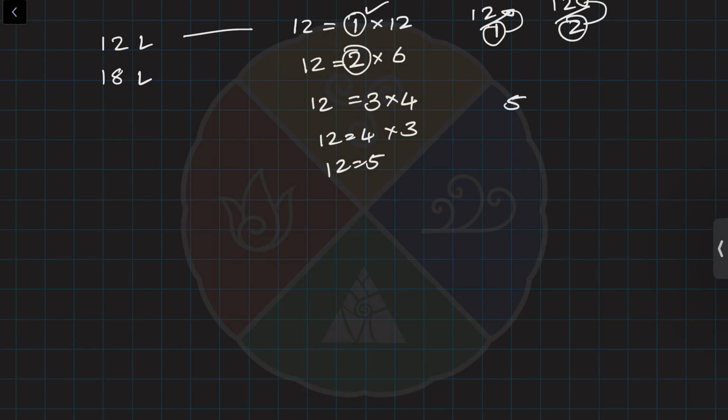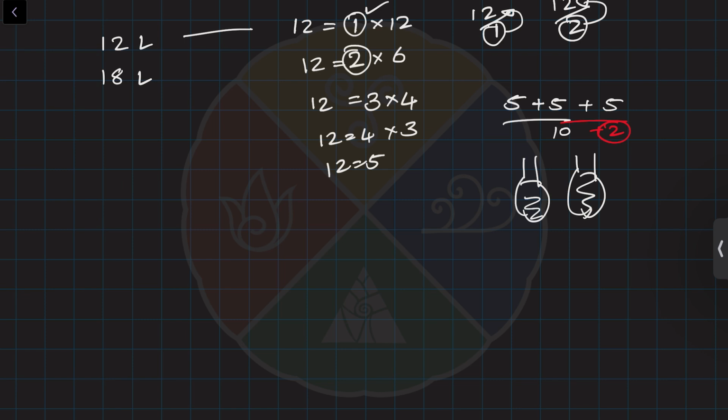Because imagine if I have 5 liter bottles. 5 liters plus 5 liters gives 10 liters. Now if I take one more bottle, that should make 15, but I only have 12 liters. So in the last bottle I can only put 2 liters. The first 2 bottles will be completely filled, 5 liters and 5 liters, and the last 5 liter bottle will only be 2 liters filled. 3 liters will be empty. This happens because 12 is not divisible by 5. You are going to get a remainder.